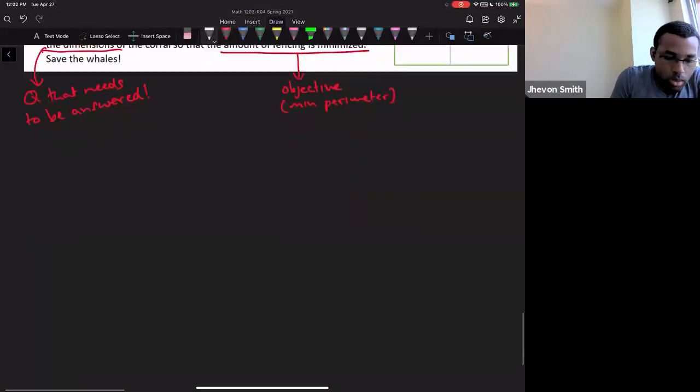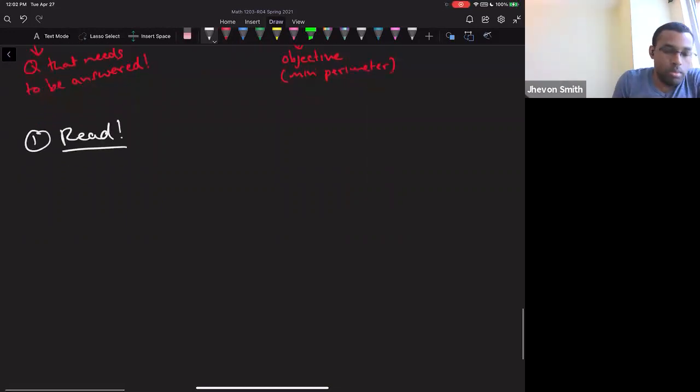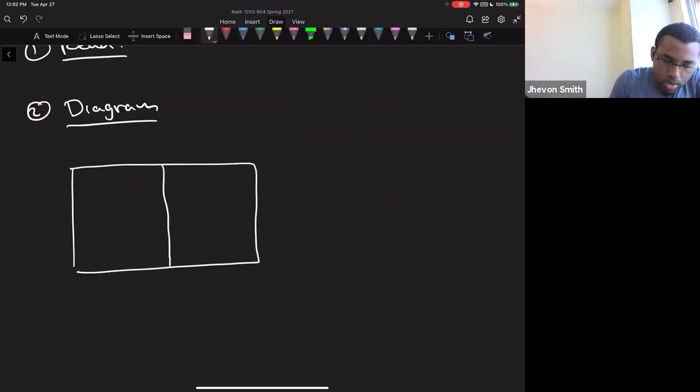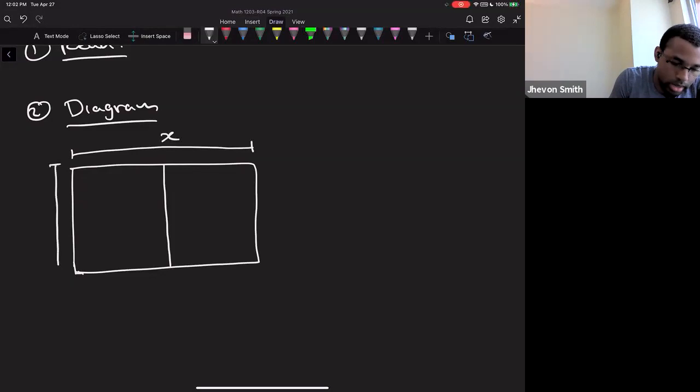So obviously 1, read. 2, diagram. So we were kind of given the diagram, but let's actually just label it. Labeling is going to be important. So what I'm going to do is I'm going to call this length X. I'm going to call the vertical length Y.